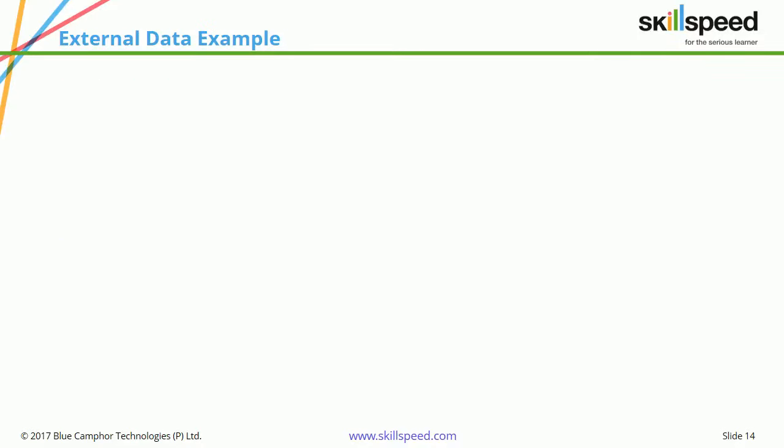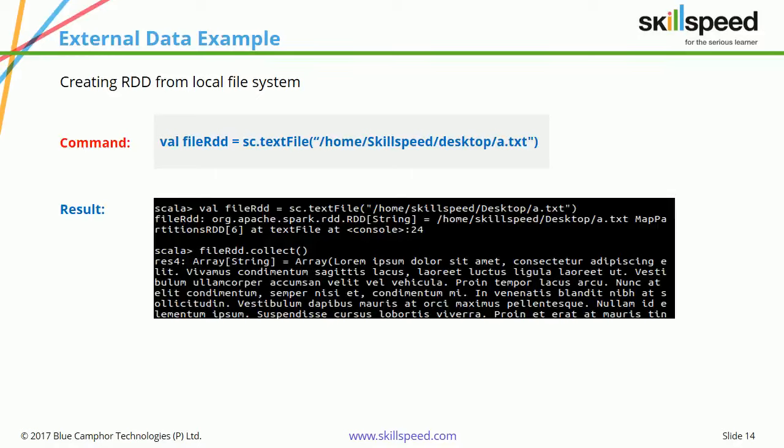Let's take an example of creating data from an external file. Here you can see that I'm typing val fileRDD equals sc.textFile with the path home/skillspeed/desktop/a.txt. In this example, my data is present on my local file system and it will be read and a fileRDD will be created. When I perform an action on the fileRDD, such as fileRDD.collect, you can see that it is able to read the file and show the output as well.